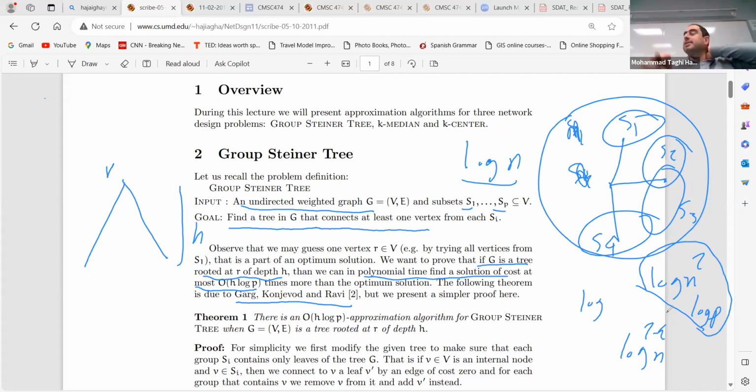So I only need to get it essentially for trees. And that's essentially the thing that Kanjawat and Ravi is doing. So this is the idea. So if you want to improve over this, you need to do it somehow. You don't need to do Bartal.